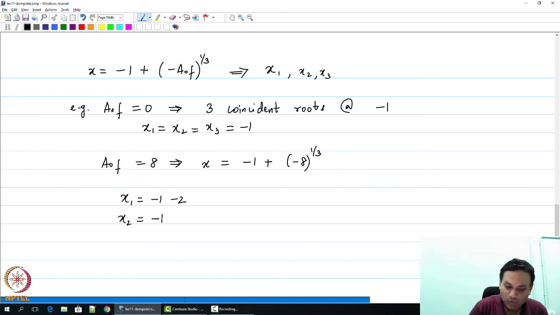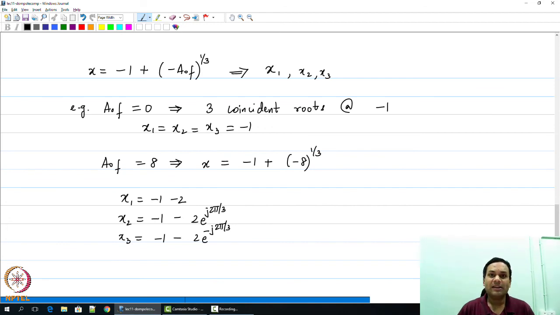x2 is minus 1 minus 2 e power j 2 pi by 3. And the third solution, x3, is minus 1 minus 2 e power minus j 2 pi by 3. So these are basically 3 solutions. One of them happens to be real. The other 2 solutions are complex conjugates of each other.